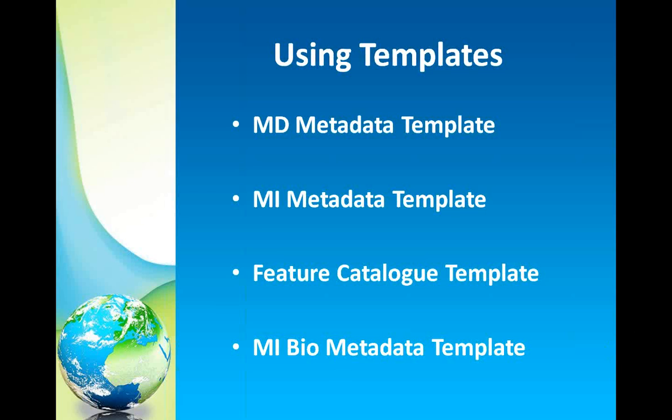There are a lot of different templates that you can use to get started on the FTP. There are some basic templates in the templates folder. There's the MD_Metadata template, which is the 19115. There's the MI_Metadata template, which is the 19115-2, which is basically just adding acquisition information. There's the feature catalog, the SC template, and then there's also the biological metadata template, which adds in taxonomic information as well. And these templates are all available on the FTP.